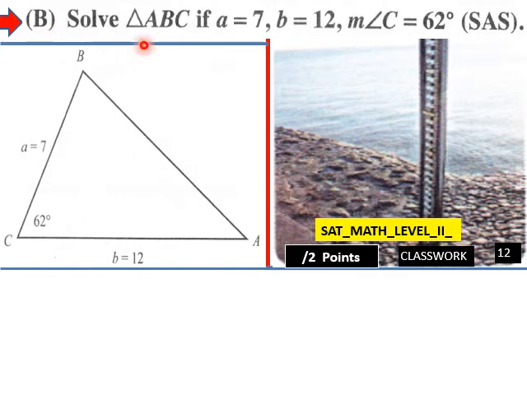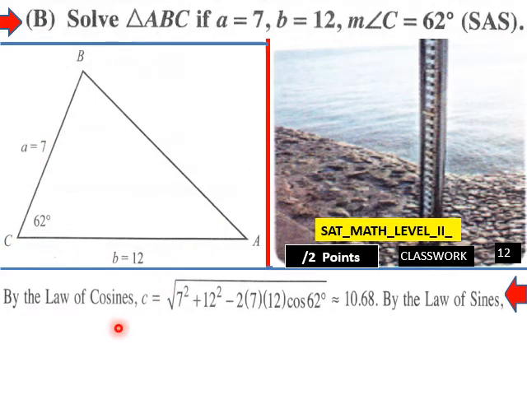And then we have B here, solve triangle ABC. A is 7, so here's 7. B is 12 down here, and then the measure of angle C is 62. So this is what we know. We need to find our other stuff there. And this is side angle side. So by the law of cosines, to find our length here of c, which is this length here, it would be c squared, but we are taking the square root of everything. And this is all underneath the radical here, which will come out to be 10.68.